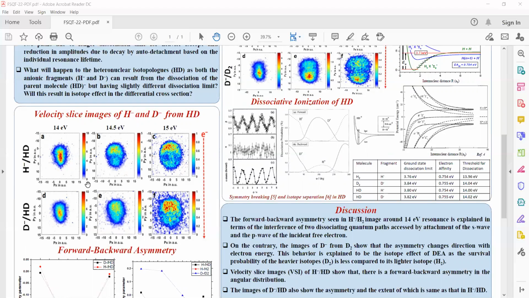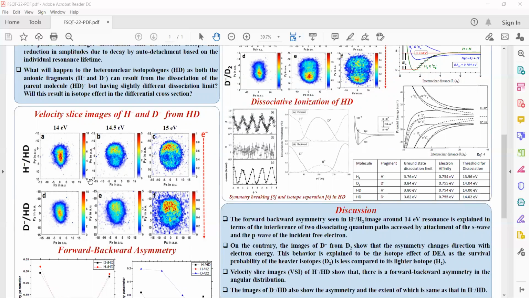Now I have two arguments which are completely opposite of each other. First one, HD behaves like a homonuclear diatom. Here the inversion symmetry breaking can be explained on the same line as that of H2 and D2, with the reduced mass of the molecule as 1.5 AMU. The difference in the two dissociation limits, H plus D minus and D plus H minus, is about 3 milli-electron volt. This is too small as compared to the uncertainty in the incoming electron energy.